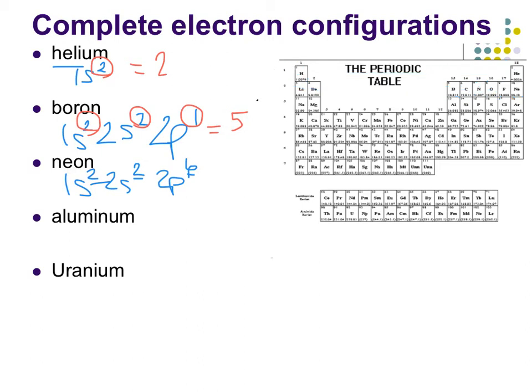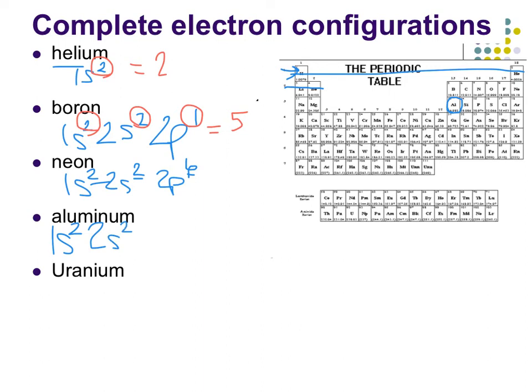Now on to aluminum. Aluminum is in column 13, but it's in the 3rd row down. So starting from the top, 1s, we're going through both boxes, so we're going to use the 2 superscript. Then we're on to 2s, again both boxes, so again a 2 superscript.